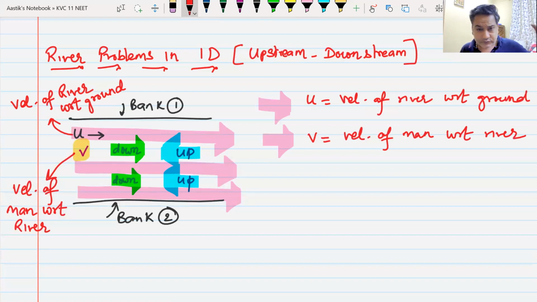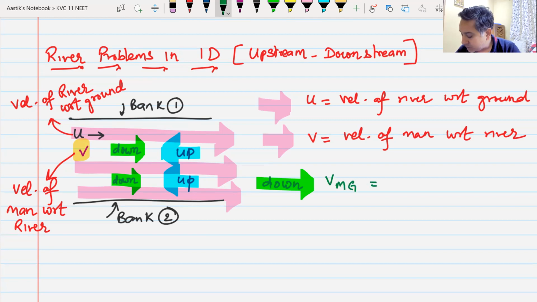Now what happens when he's swimming downstream, his velocity with respect to ground becomes u plus v, yes or no? So in the downstream condition, the velocity of man with respect to ground becomes u plus v. Both get added up. If the river is flowing with 3 meter per second and I am moving with 2 meter per second, my net velocity becomes 5 meter per second. Do we understand this?